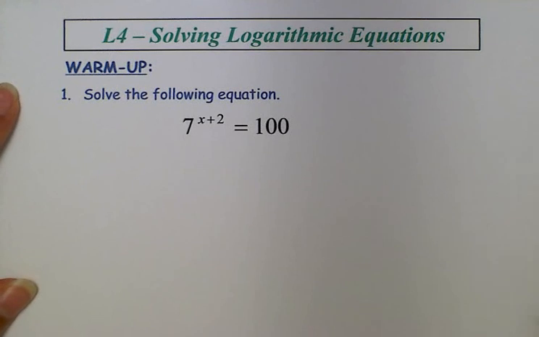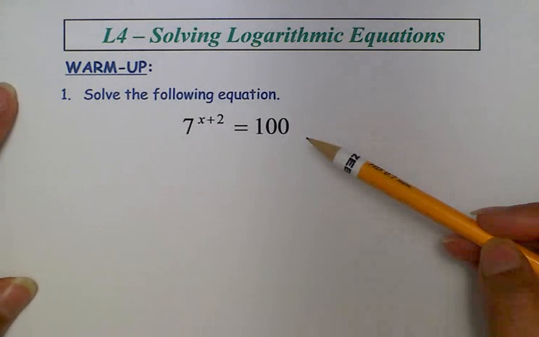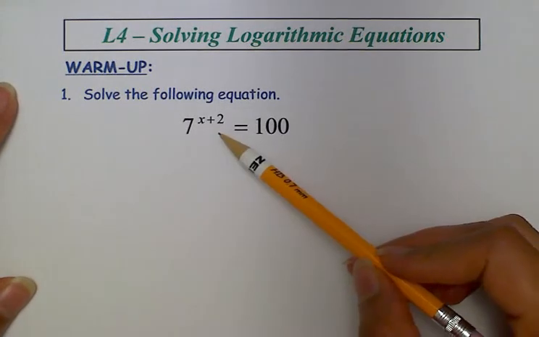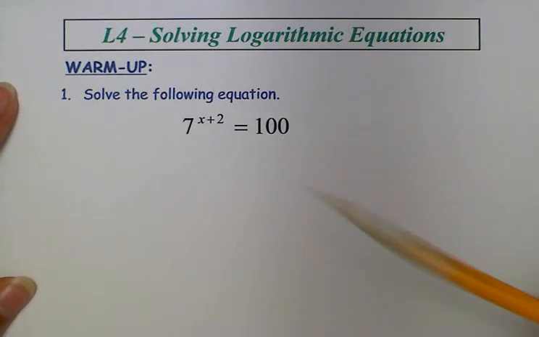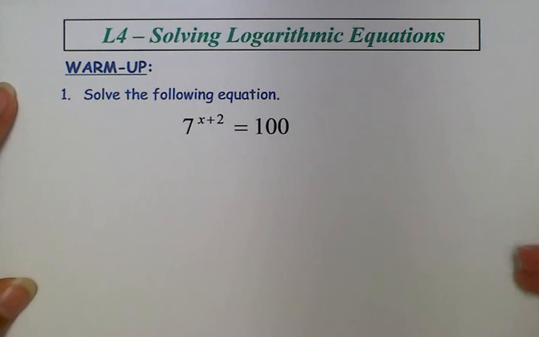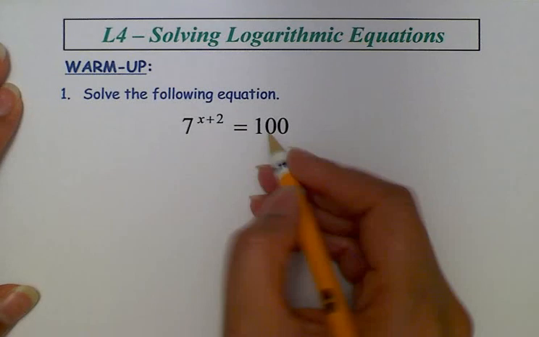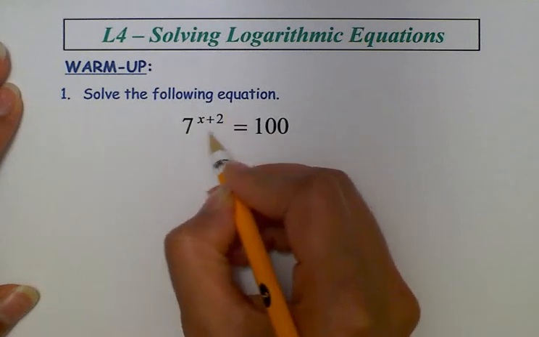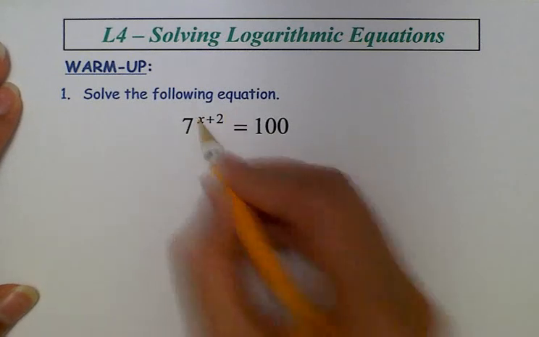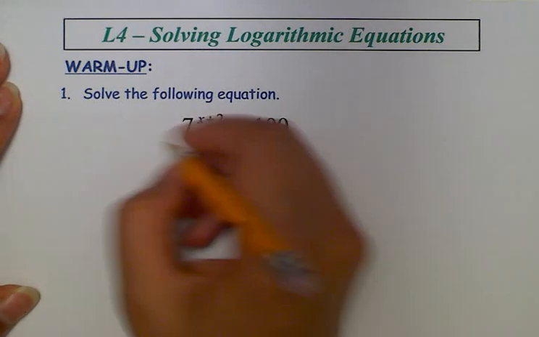So it asks us to solve the following equation, and I recognize that this is an exponential equation since the variable I'm looking for is in the exponent. And so if you think back to how we solve exponential equations, we would take the logarithm of both sides in order to apply the power law of logarithms and bring the exponent part down. Okay? So I'm going to take a log of both sides.